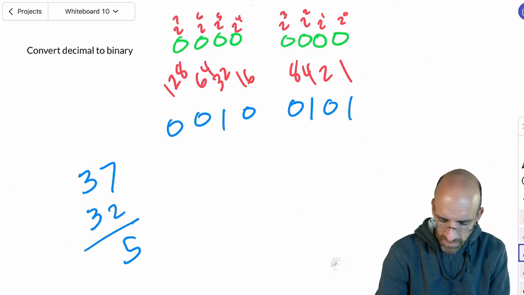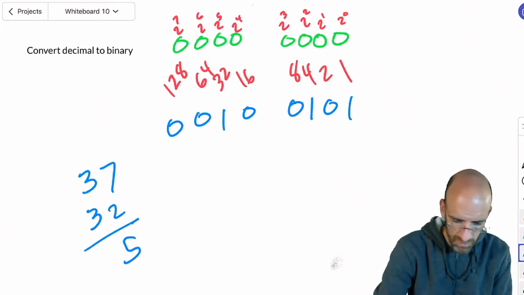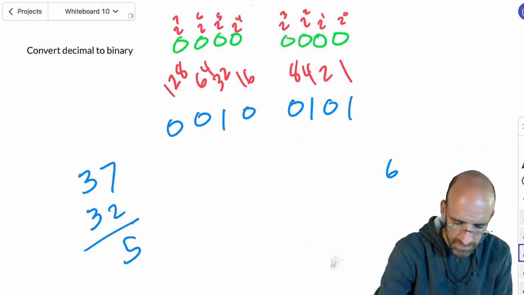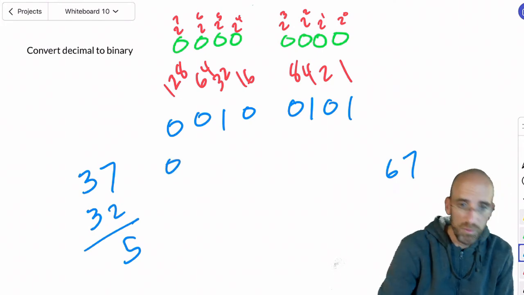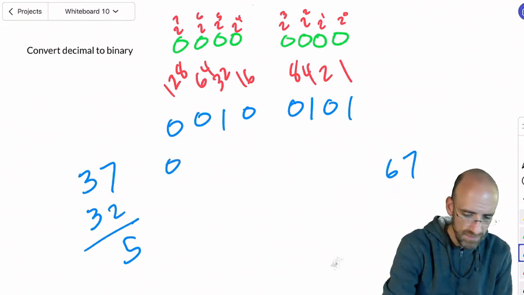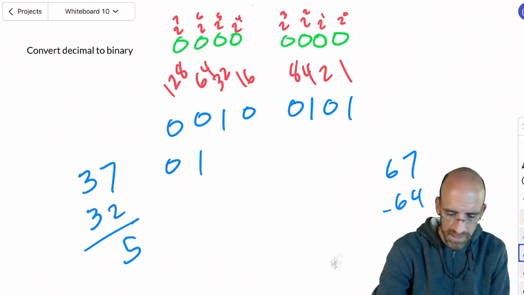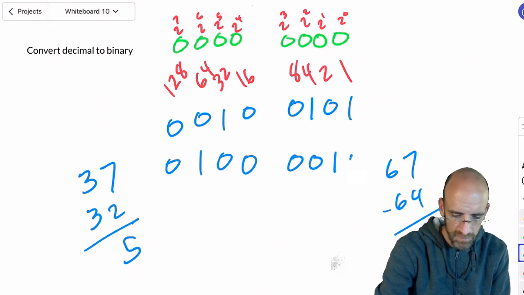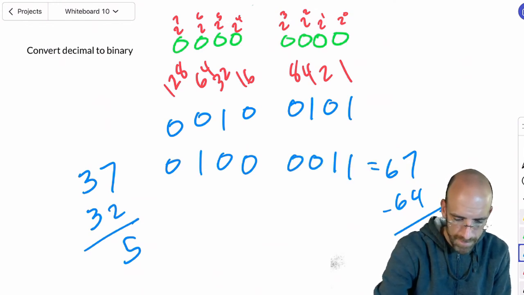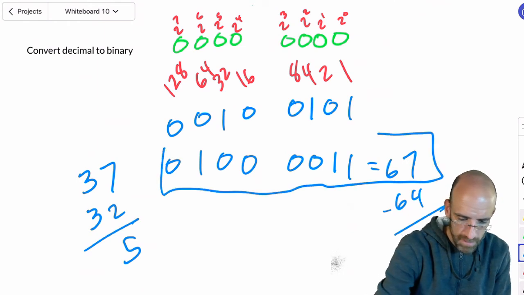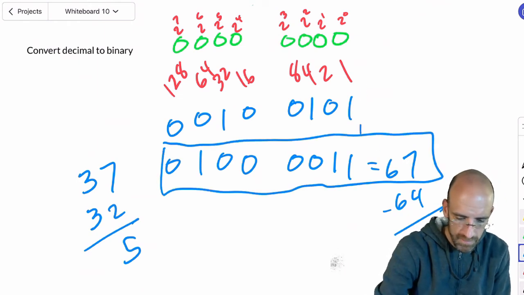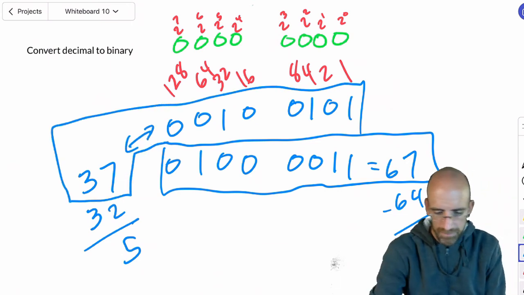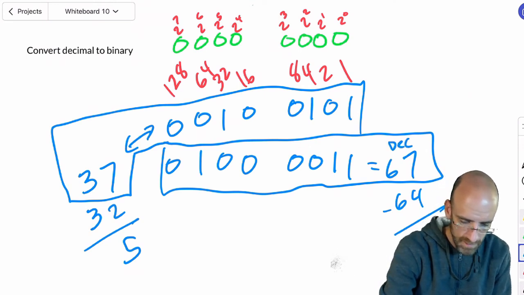I'll do one more. So let's do 67. We have no 128s. We do have a 64. And 67 minus 64 is 3. And so then we just have to do 3 more. We have none of that, and we've got those two.